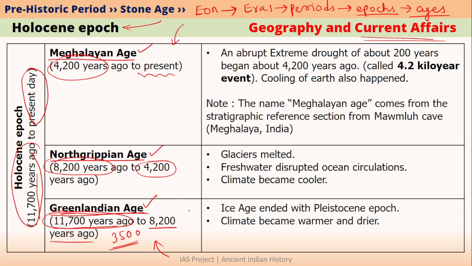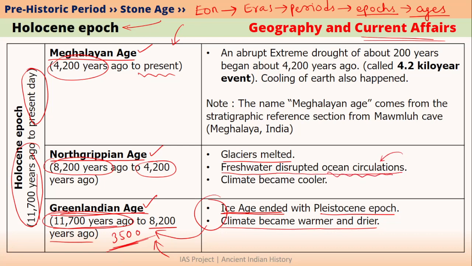In the Greenlandian Age, the Ice Age ended when the Pleistocene Epoch ended. This means that the climate now became warmer and drier. Both of these changes were happening in the Greenlandian Age for almost 3,500 years. Now, in the Northgrippian Age, glaciers melted. When glaciers melted, there was a lot of fresh water coming into the seas and oceans. Because of this, the freshwater addition to the seas and oceans disrupted the ocean circulations.